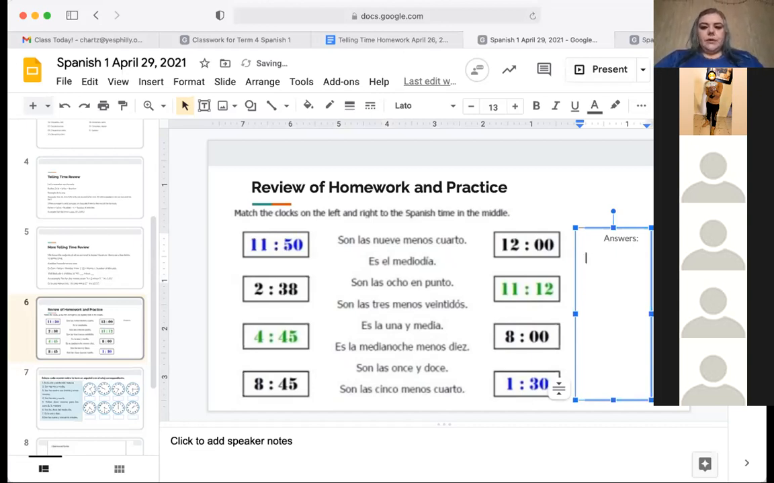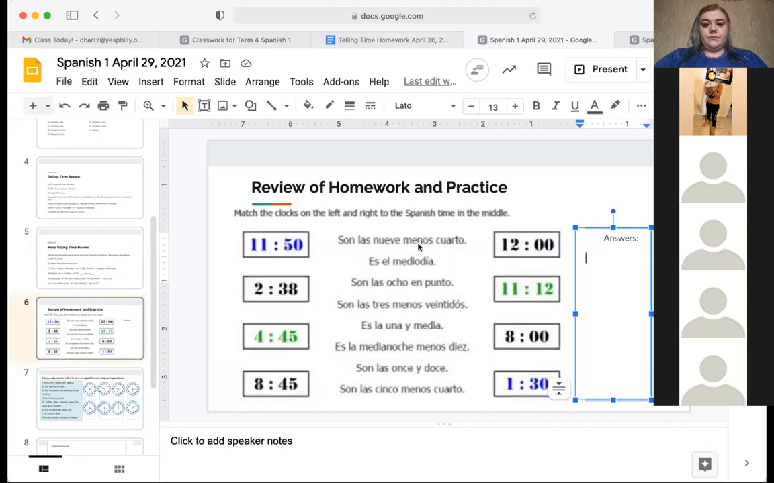So, let's start here. It just says match the clocks on the left and right to the Spanish time in the middle. So let's start with the one that says it's 11:50. So let's read through these. For the first one, it says son las 9 menos cuarto. So that literally means it's 9 o'clock minus a quarter. Does anybody want to tell me what that would be?